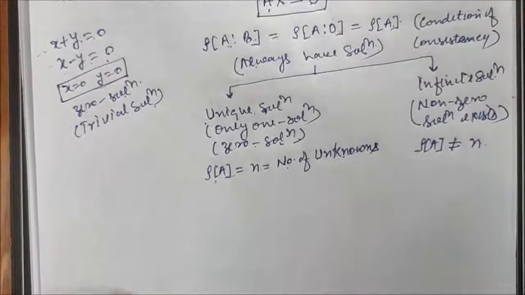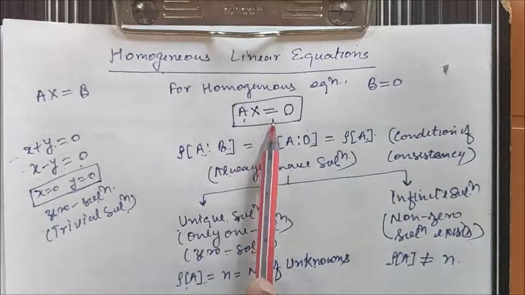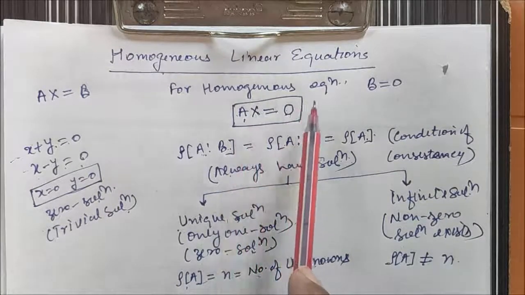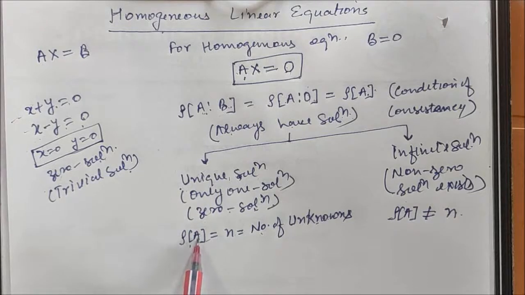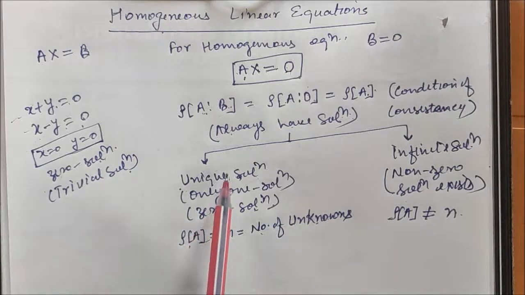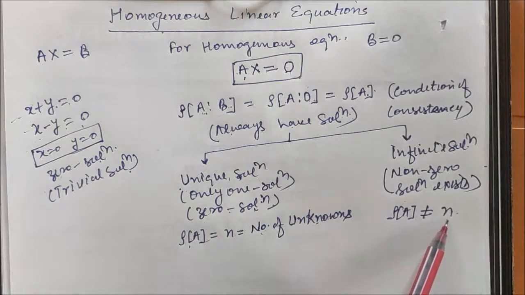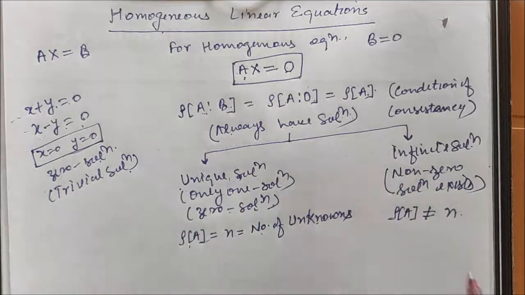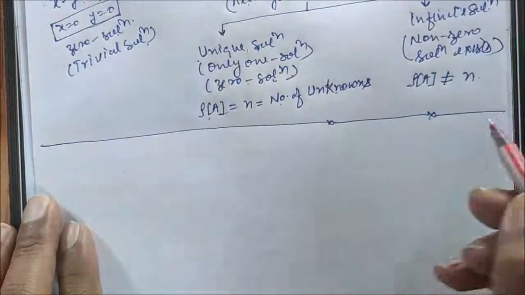So in short, when we solve homogeneous linear equations, there are two cases. Either it has only the zero solution, that is the trivial solution, or it has a non-zero, non-trivial solution. To find out, we just find the rank of the coefficient matrix A. If this rank is equal to the number of unknowns, then the system has only the zero solution. If the rank of A is not equal to the number of unknowns, then the system of equations has non-zero solutions. Now let us take an example, and by the example we will understand it more clearly.